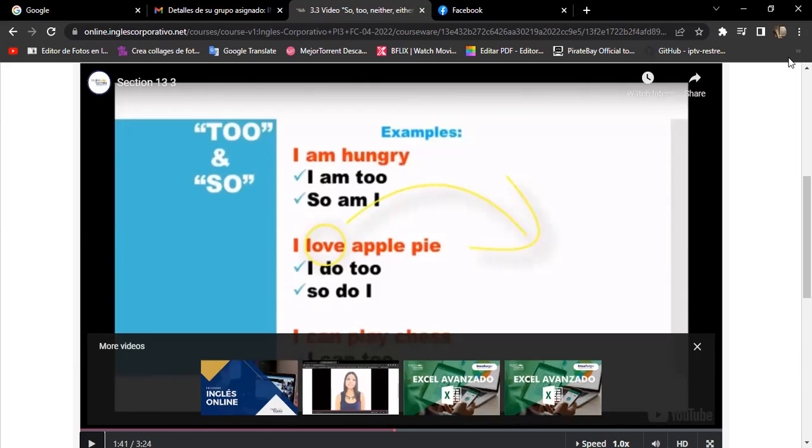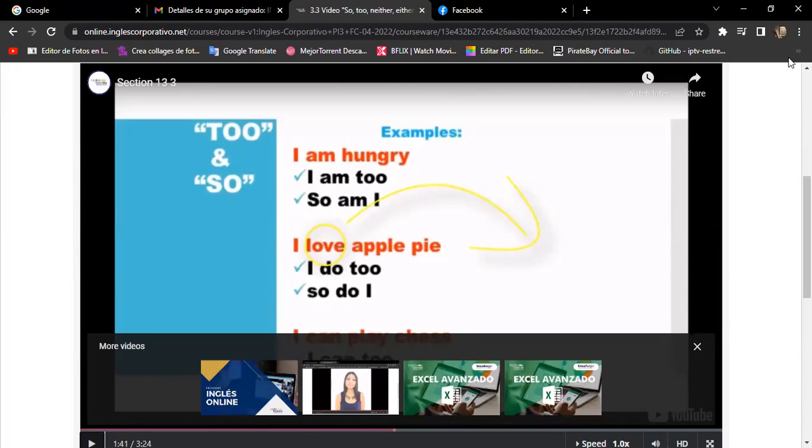I eat fruit. Yes. I do too. Exactly. Okay. I eat fruit, I do too. Very good. Karen, I love hamburgers. So, I... Listen one more time. I love hamburgers. Oh, sí, es cierto. So do I. So do I. Very good.